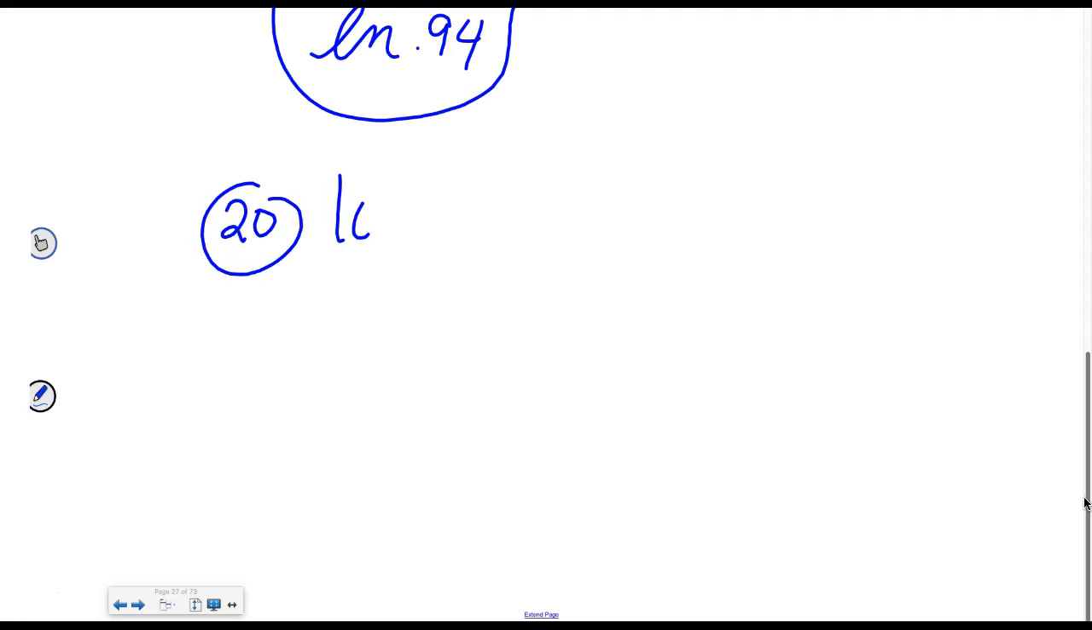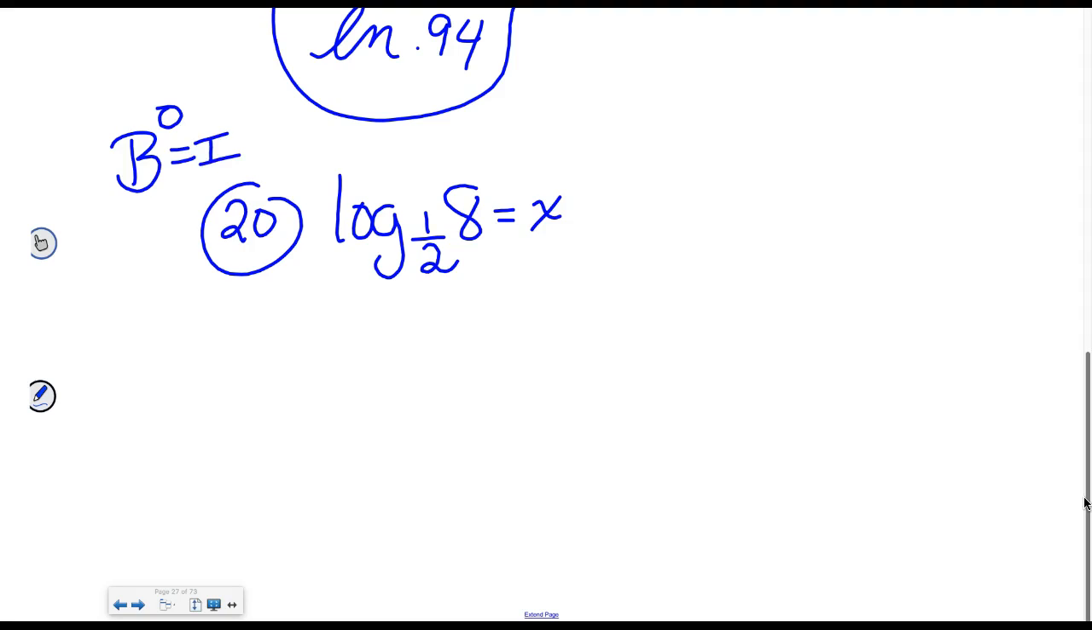Number 20, log base 1/2 of 8. I'm supposed to evaluate that without my calculator. So I would set it equal to x. Remember I told you base to the outside is equal to the inside. It spells boy. So I'd have 1/2 to the x, base to the outside, has to equal 8.